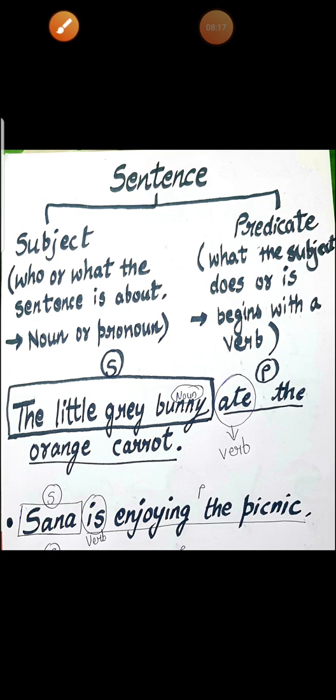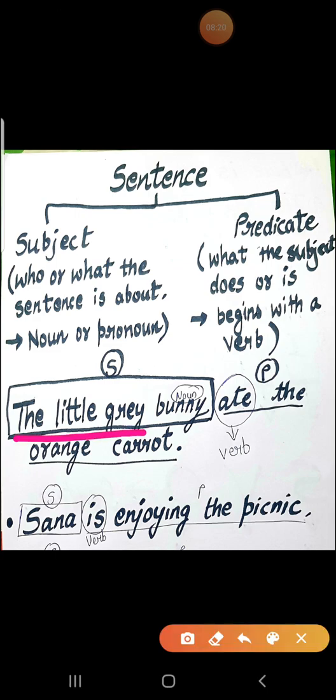If you see this example that is given here, the little grey bunny ate the orange carrot. So about whom we are talking in this sentence? The little grey bunny. We are talking about the little grey bunny here. And so this will be our subject, because in this sentence we are talking about the little grey bunny. And ate the orange carrot is our predicate, because we said this about our subject.